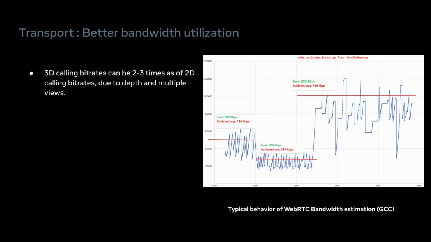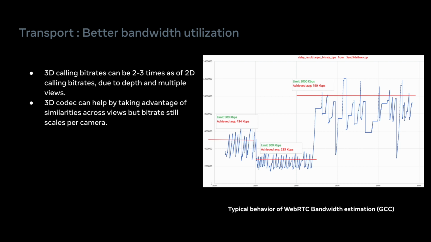So the bit rates needed for 3D calling can be much higher, as much as 2 to 3 times of 2D calling bit rates, because of additional data being sent. Having a good codec can help here by reducing the bitrate while preserving the visual quality, but the bit rates are still going to scale per camera, and they are still going to be significantly higher as compared to 2D calling. So this calls for doing our best job in terms of bandwidth utilization so that we are wasting as little bandwidth as possible and leaving as little as possible on the table.